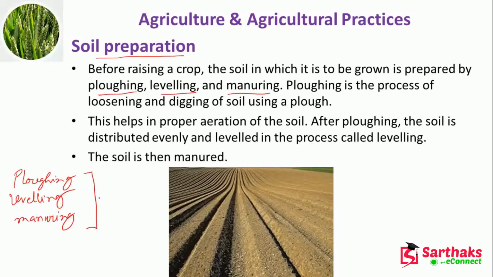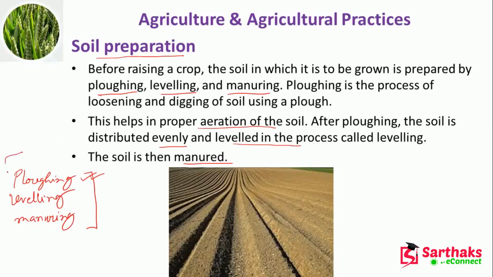What is plowing? Plowing is the process of loosening and digging of soil using a plow. Sometimes the farmers use the traditional method, and they can use bullocks also. Why do we do this? This helps in proper aeration of the soil. After plowing, the soil is distributed evenly and leveled in the process called leveling. Then the soil is manured.